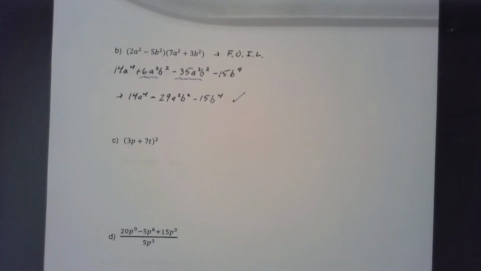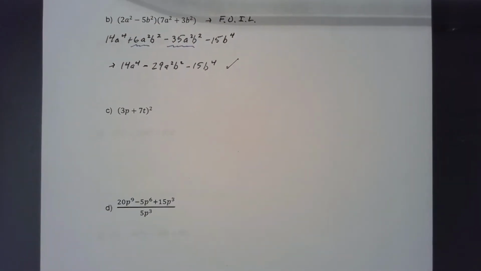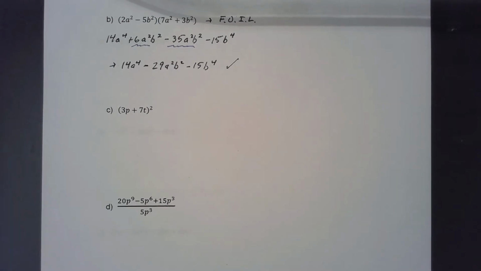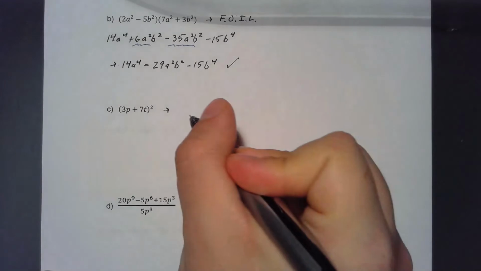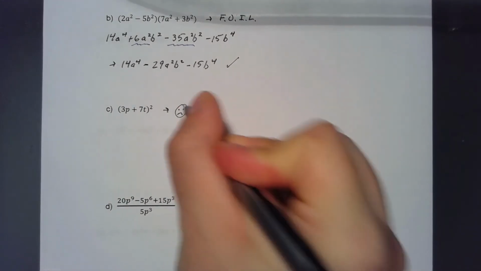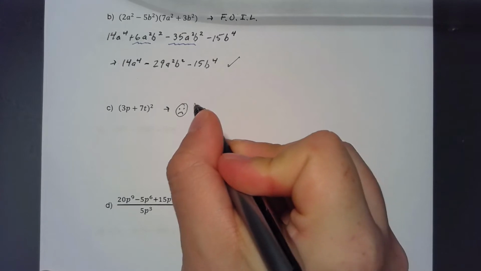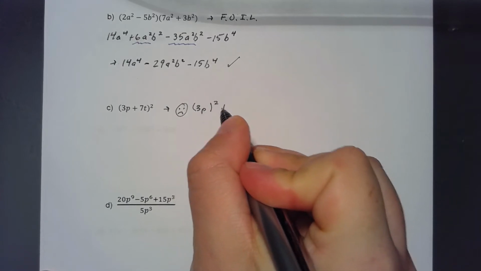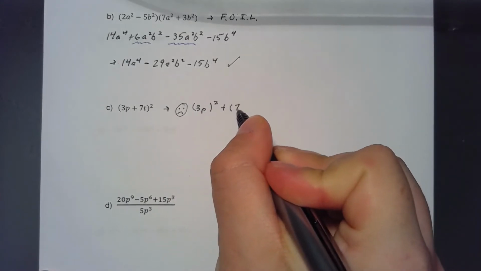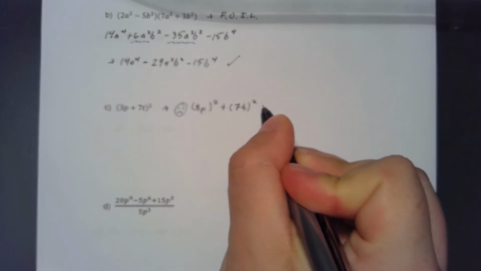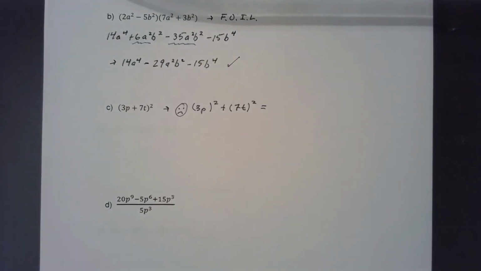All right, letter C is (3p + 7t) quantity squared. So remember, do not do this. This is a common mistake I see students make. Do not write this. I see that mistake often, and it's not correct.